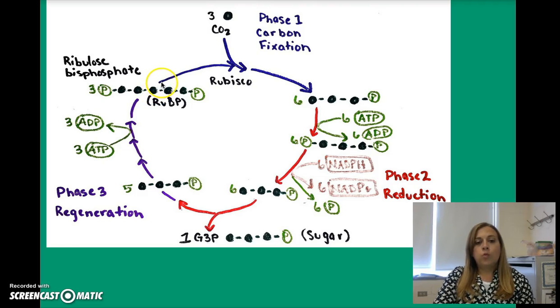Okay, so with that one turn, we created 1 3-carbon sugar. Okay, so in order to create a 6-carbon sugar, we would go through this again, release another G3P, and then those 2 G3Ps can combine to make other sugars and starches that are needed by the cell.